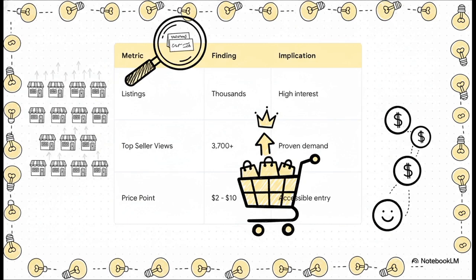This is the validation step, and it is crucial. We just take our idea, wedding table card, and search for it on a marketplace like Etsy. And look at this. Thousands of listings, that tells us there's a ton of interest. A top seller has over 3,700 sales. That's proven demand. And the price, just a few bucks, makes it an easy yes for customers.